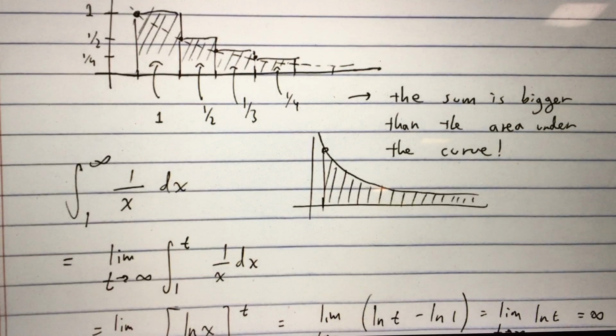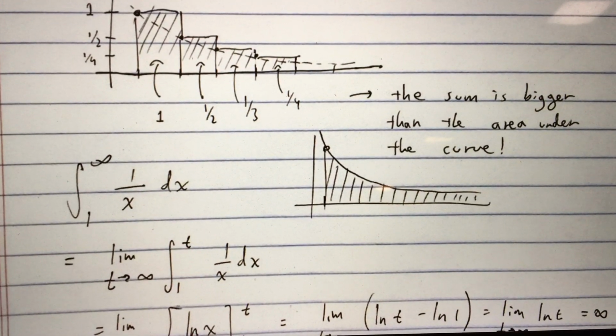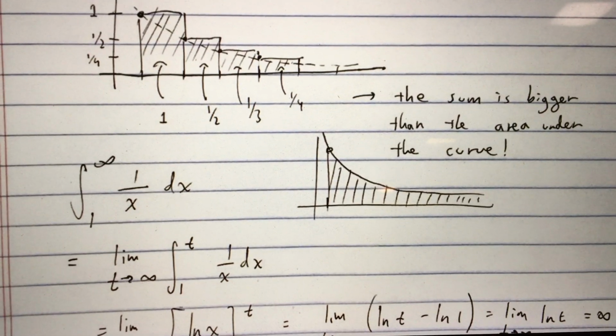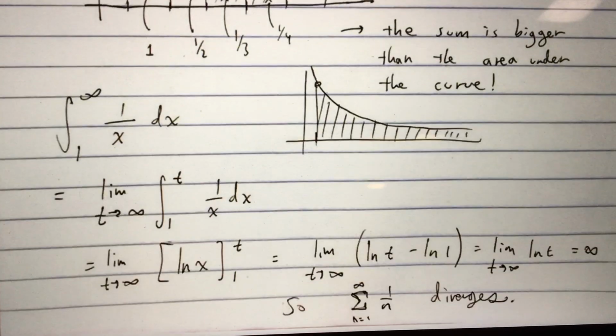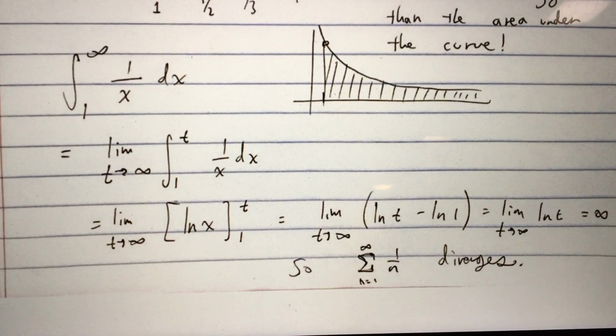But if the area under the curve is infinite, the area of the rectangles sticking out above the curve has to be infinite too. Anything bigger than infinity is also infinity. So we know therefore that the summation 1 over n diverges.